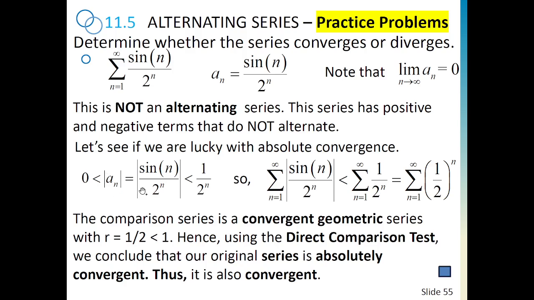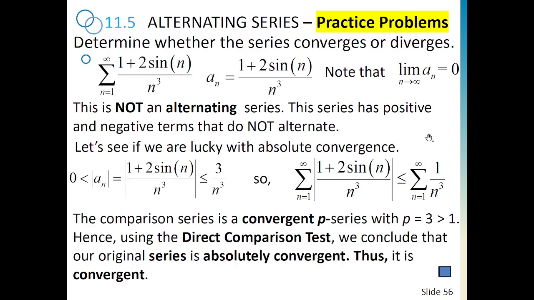So here we take the absolute value of the general term. So sine is between 0 and 1. So this is smaller than 1 over 2 to the n. Now the series of absolute values is smaller than the series of 1 over 2 to the n, which is a geometric series with r equal 1 over 2, which is less than 1 in absolute value. So we know that the bigger series is geometric convergent. Therefore, the smaller series by direct comparison test is also convergent. Therefore, our original series is absolutely convergent. Therefore, it is convergent.